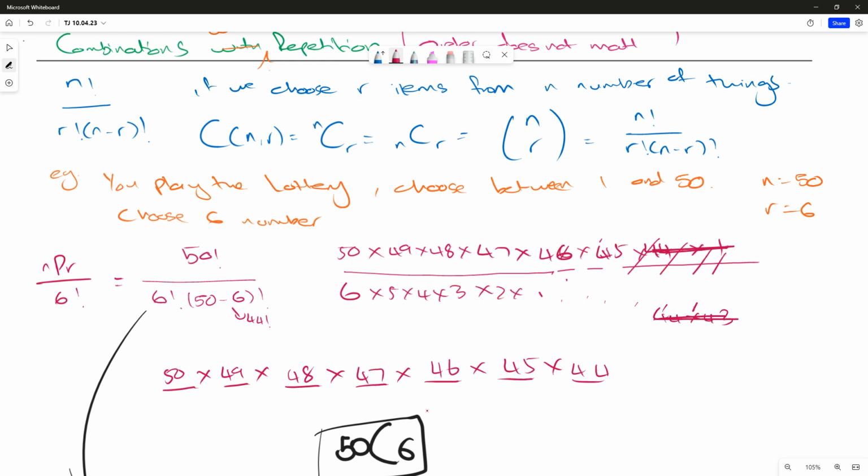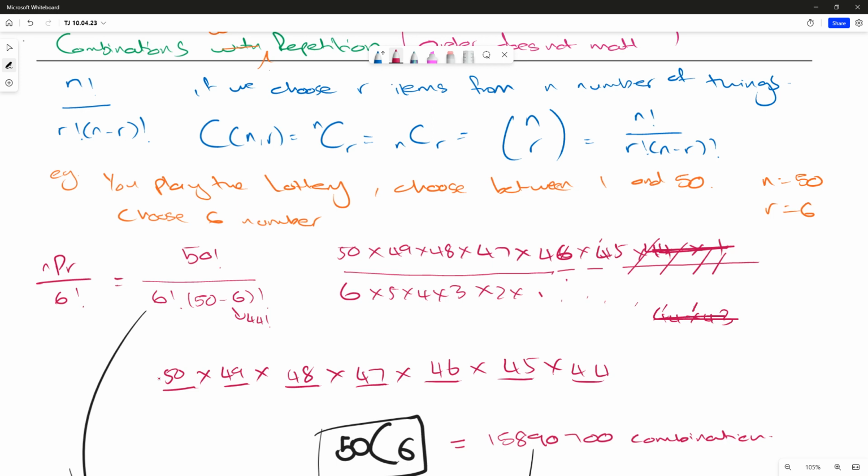So on the calculator, you would type 50, then you press that button, shift, and you'll see C and then 6. So that's right, 50C6. And it will give you the value of 15,890,700. So not 15,000, 15,890,700 combinations. And those are the total number of ways of having that from there. If you're asked to find the probability, then that would be one out of that possibilities.